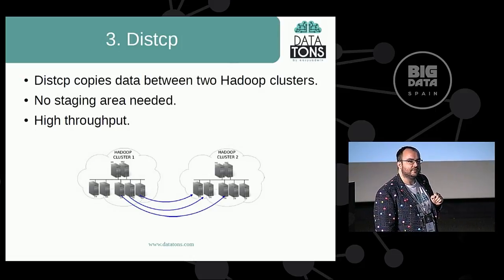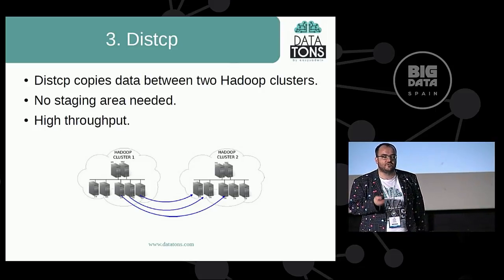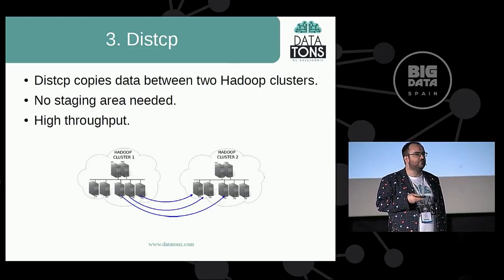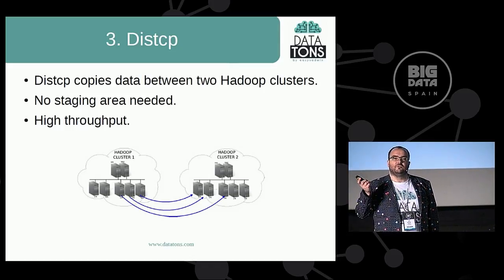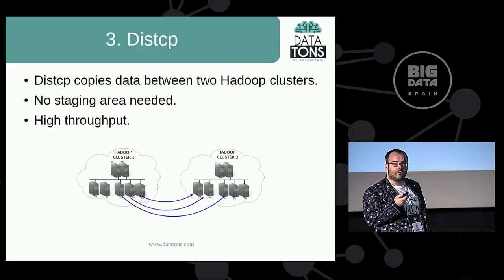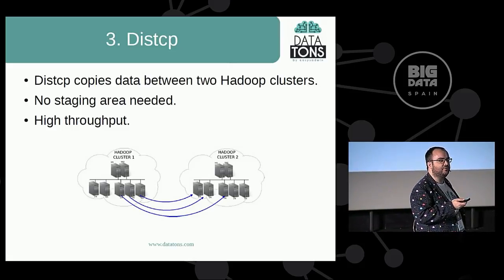Third option, DistCP. DistCP is a technology that was created for copying data between two different clusters. It's native to Hadoop. So now we don't need the staging area. We're just copying data from one cluster to the other.